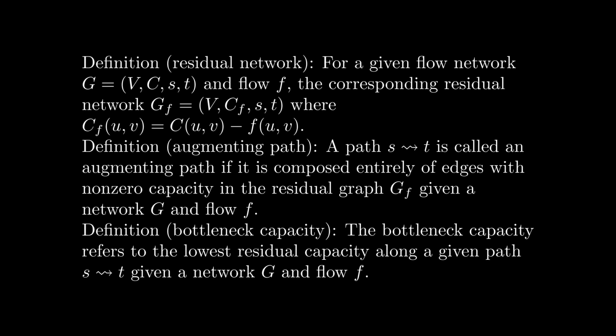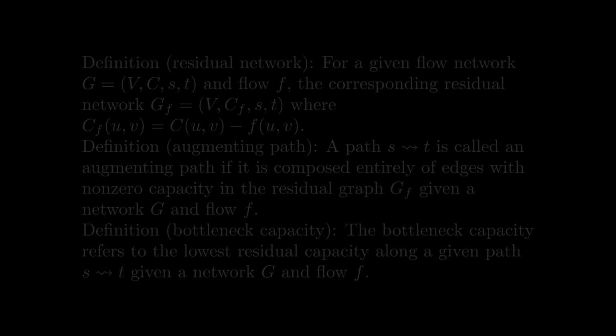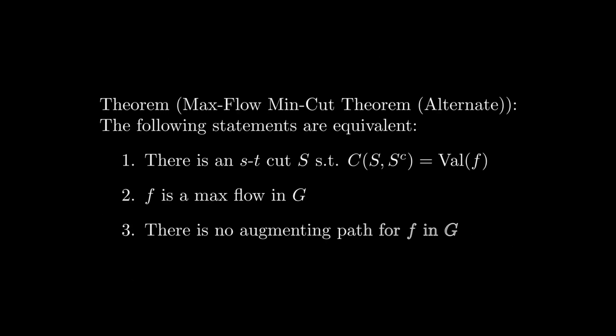Lastly, the bottleneck capacity for an S-T path is defined as the lowest residual capacity of an edge along this path given a network G and flow f. Now that we have defined these concepts, we can use the fact that a path can only be an augmenting path if and only if the bottleneck capacity is positive to restate the max-flow min-cut theorem into the following three equivalent statements. First, there is an S-T cut where the capacity equals the value of the flow. Second, f is a max flow in G. And third, there is no augmenting path for f in G.